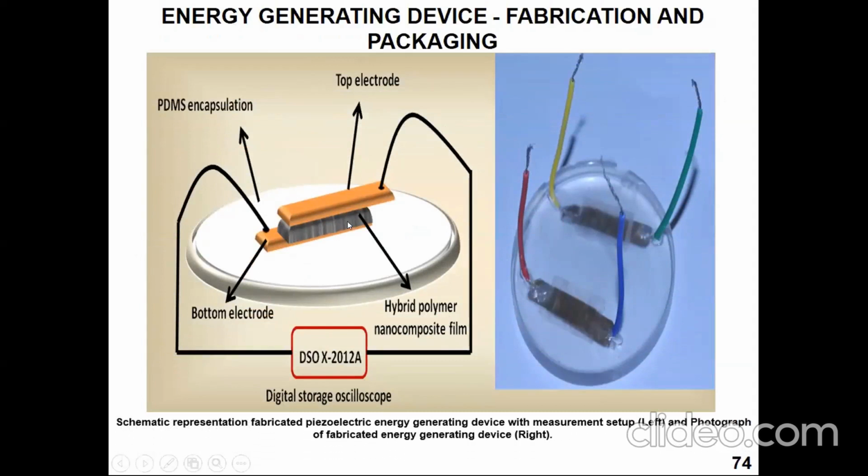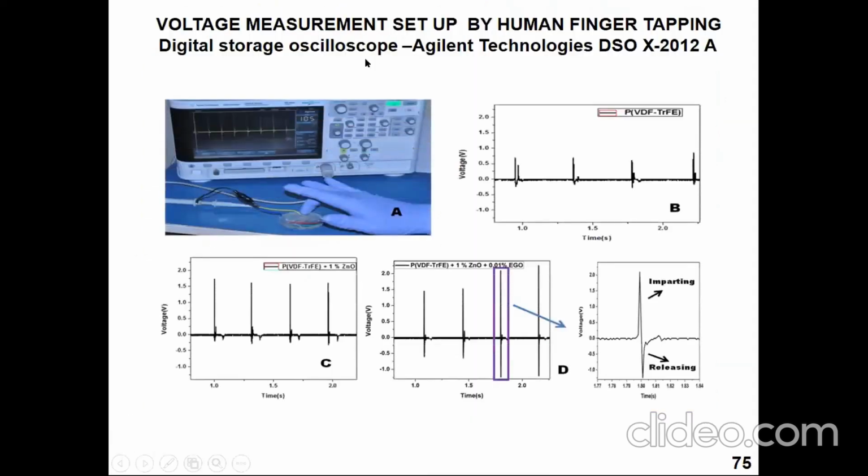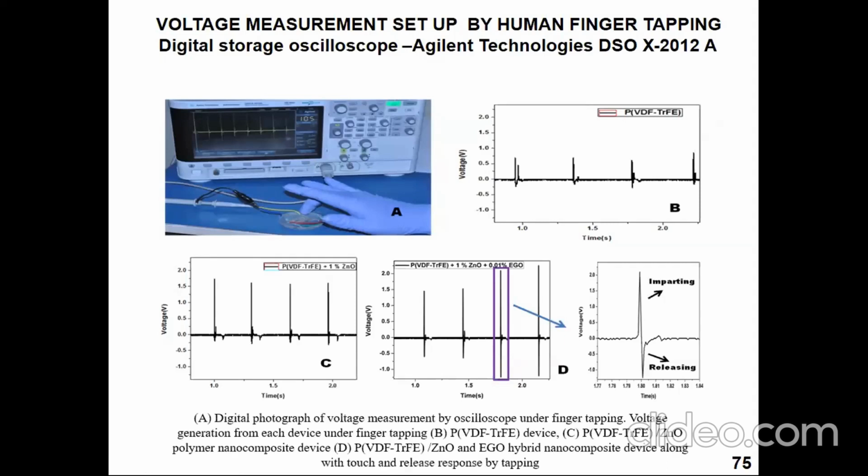So when you push or tap on this material and connect it to an oscilloscope, you can measure the output. This is just a human finger tapping, energy from a finger tapping, right? So you can see the voltage developed. It's a small voltage, around 1.5 or 2 volt. You can generate this from this type of device, right?